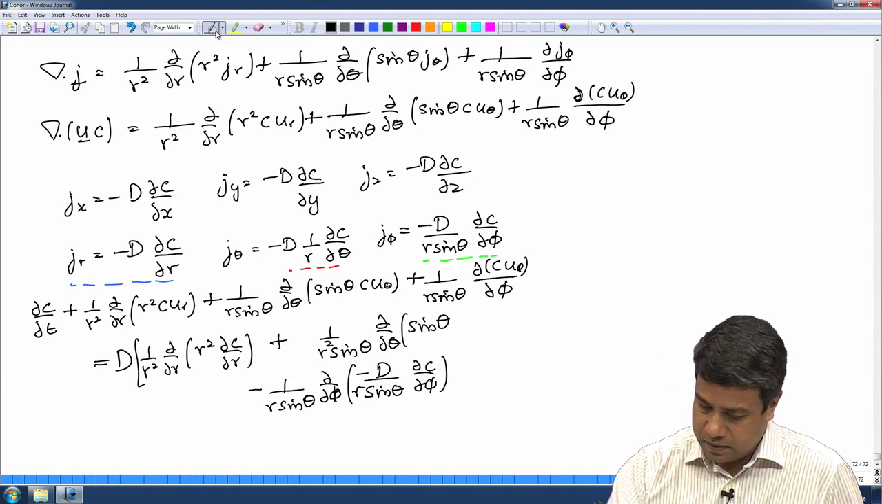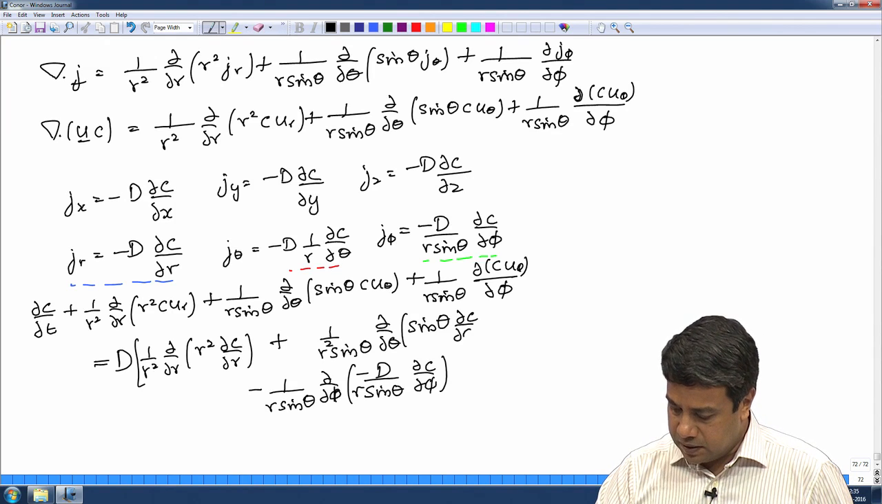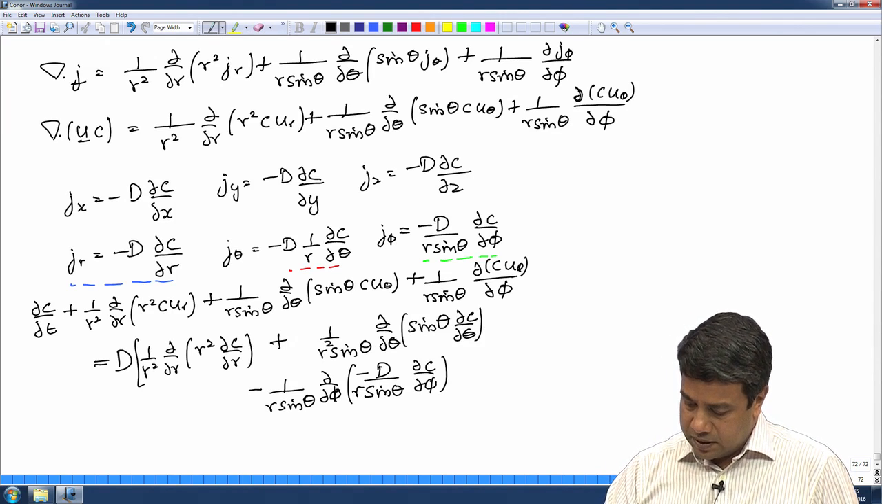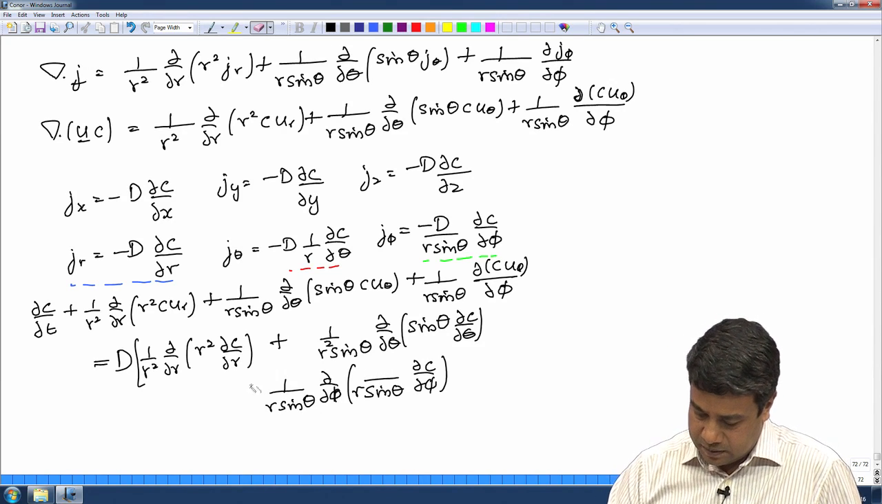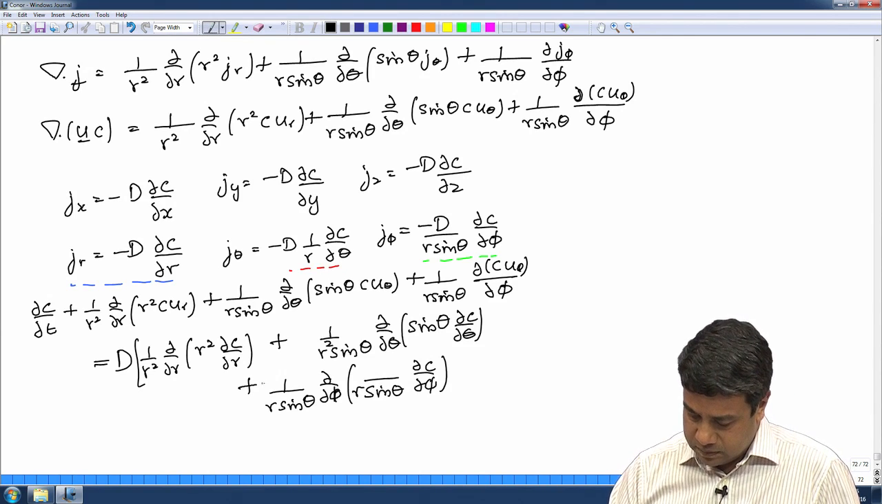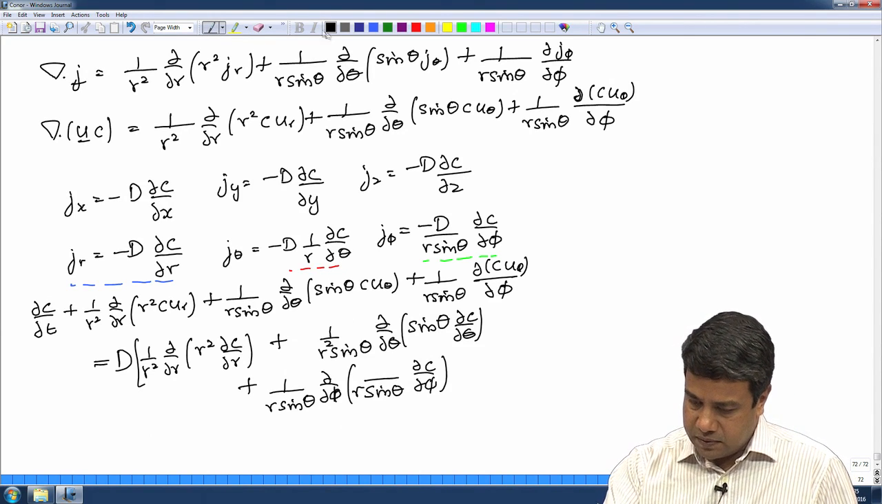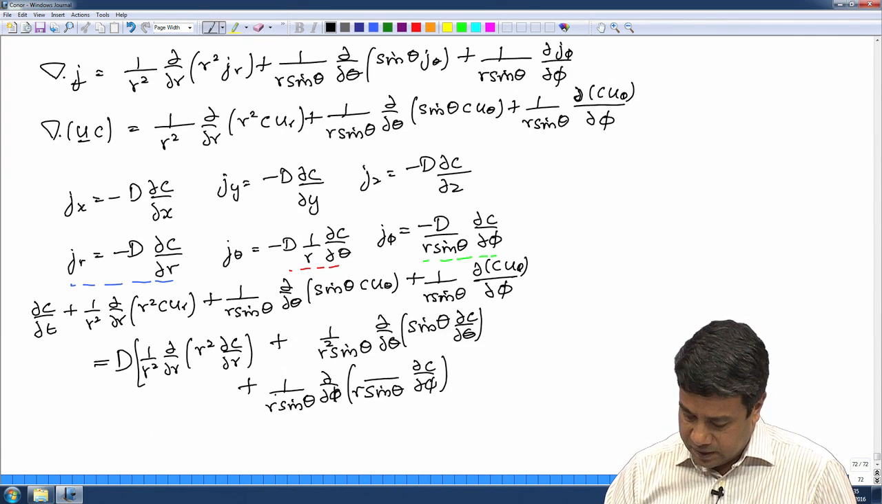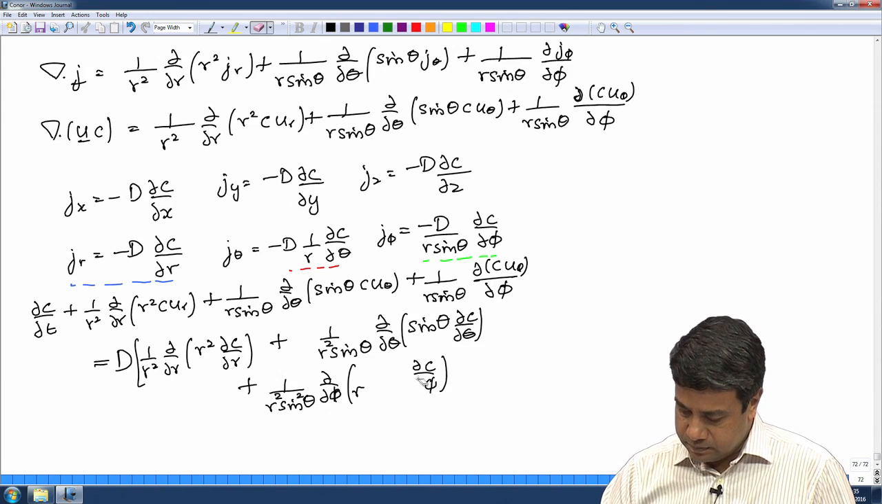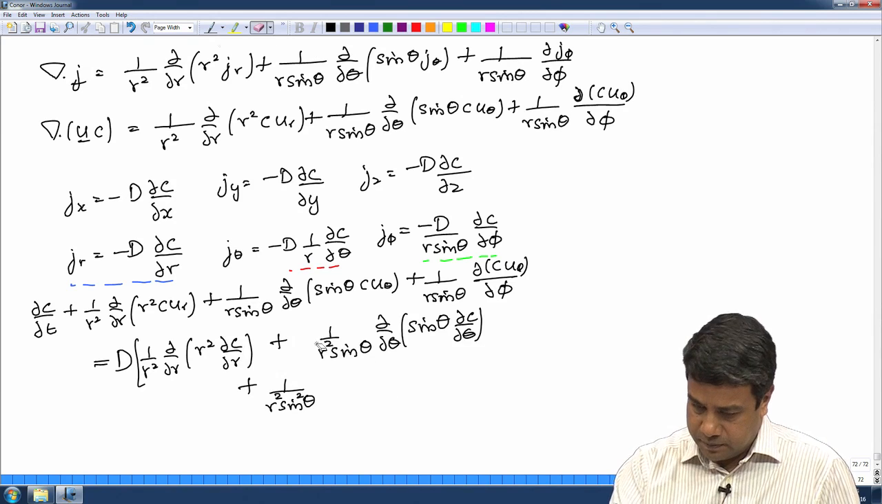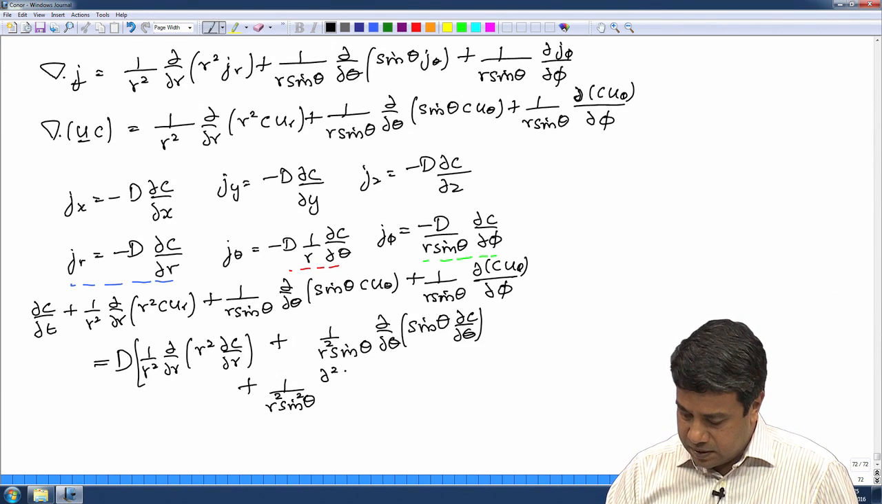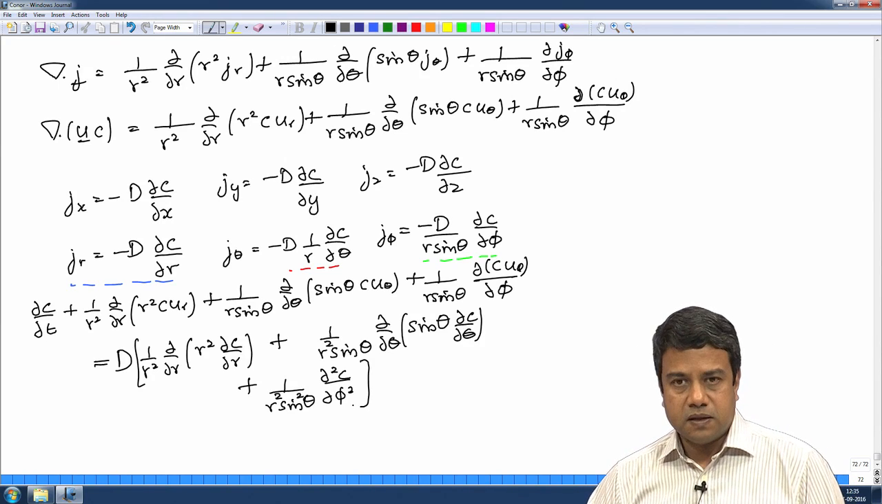You have sin theta partial c by partial theta. Okay. And once again I take the d out on the last term. I get a plus sign here, and 1 over r square sin square theta comes out. So, remove this, and this term becomes partial square c by partial phi square. Okay. So, this is the right side.